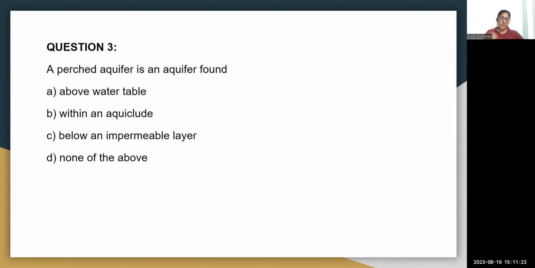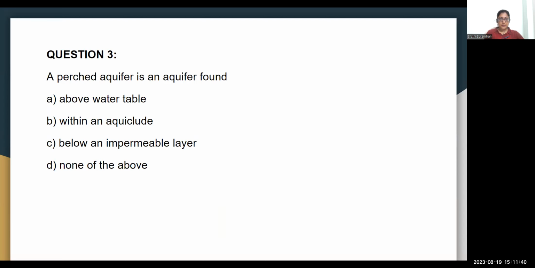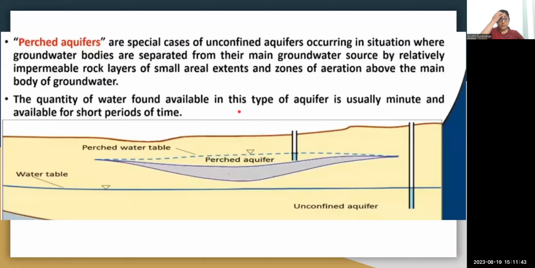Again, the 4 types of geological formations that we studied were aquifer, aquitard, aquiclude, and aquifuge. Out of that, we studied the perched aquifer. So let's look at perched aquifers once again. Perched aquifers are a special kind of aquifer occurring above the water table when there's a piece of impermeable formation above the water table, above the unconfined aquifers. When water infiltrates through the soil, some of the water gets accumulated over here, and such an aquifer is called a perched aquifer.